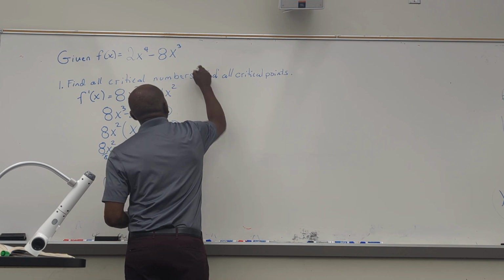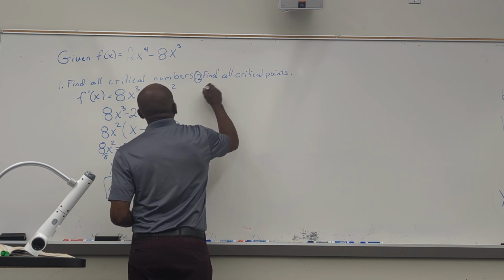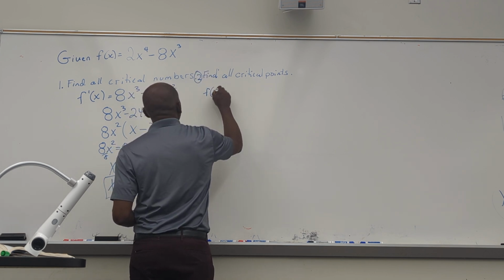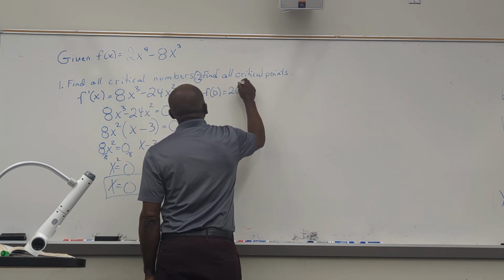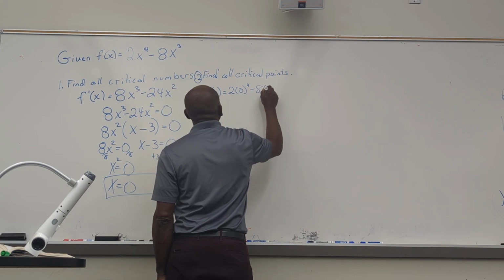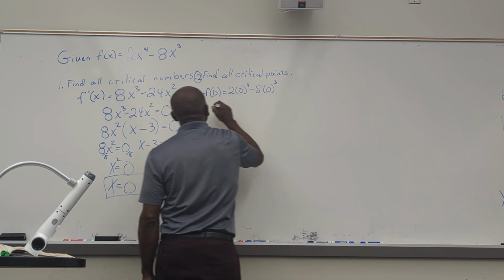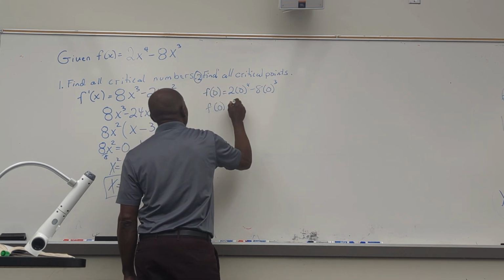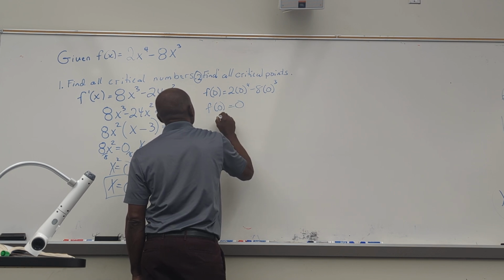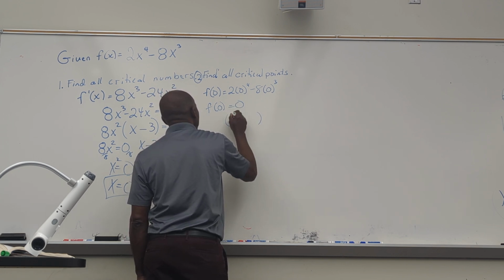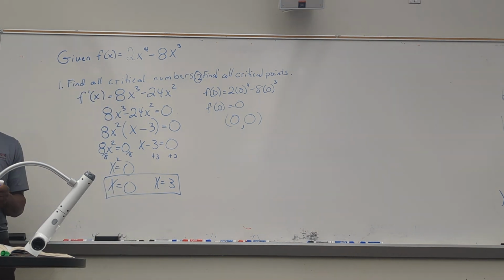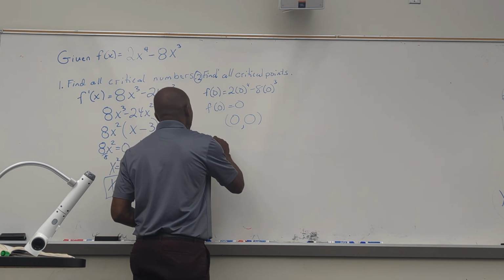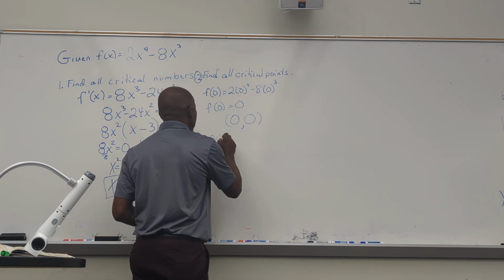So in that case, this is part 2. That means we need to find f of 0, which is 2 times 0 to the 4th minus 8 times 0 cubed. Anybody know what the answer is? 0. So what's my point? 0, 0. So you realize one of the points is 0, 0. We good? So now I got to find f of what? What's the other number? 3.